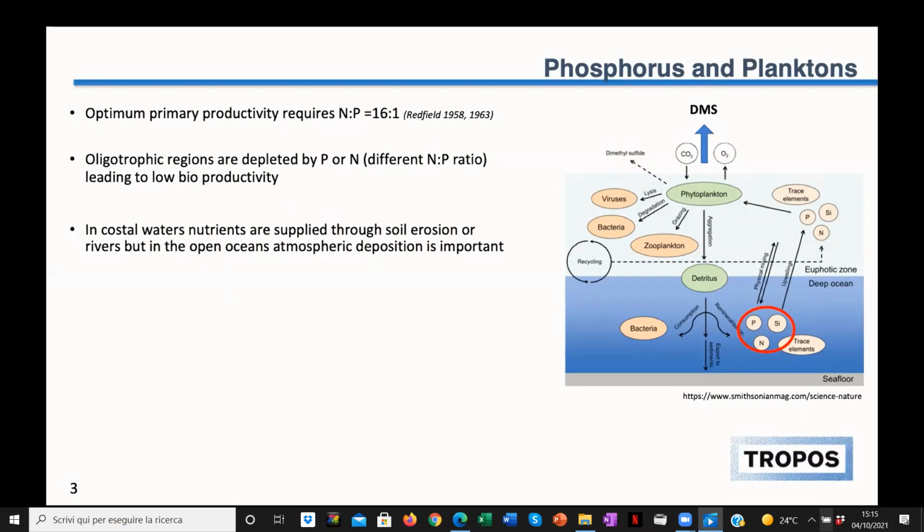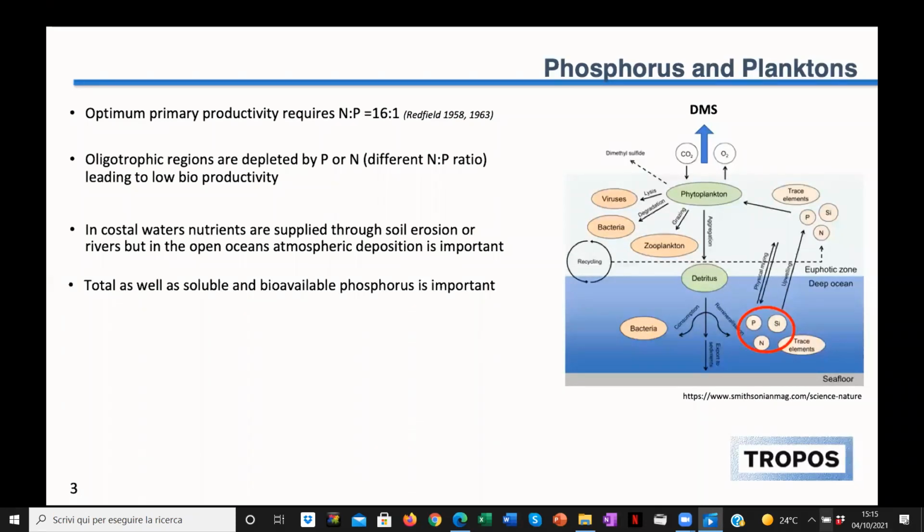Hence, if there is a depletion of one of these nutrients, there can be low productivity, especially what we observe in oligotrophic regions, whereby either phosphorus or nitrogen is depleted in the marine waters. In coastal waters, these nutrients are supplied through erosion or through river input into the ocean. However, in the open oceans, where river inputs are limited, atmospheric deposition plays an important role in providing these nutrients to these organisms.